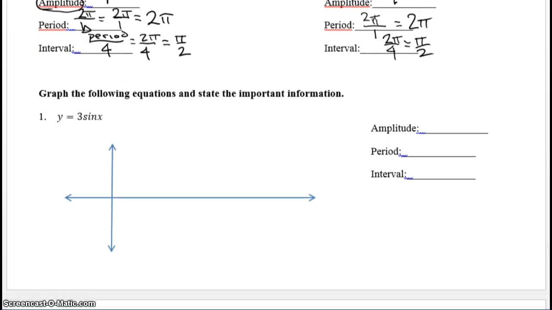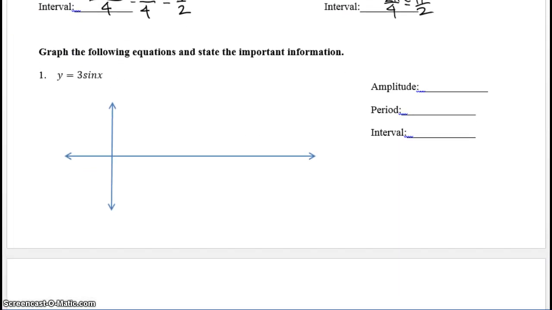Now I go to the next one. Graph the following, y equals 3 sine x. I need to find these three characteristics of the graph before I try and draw it.